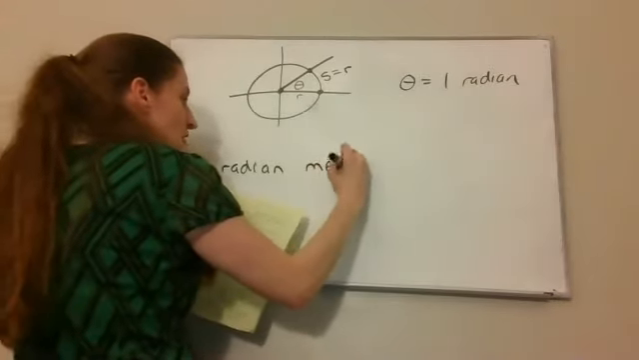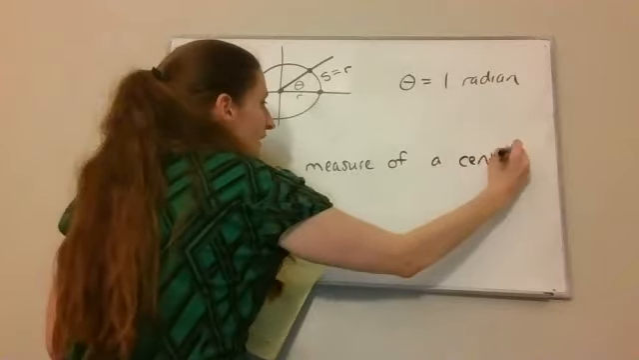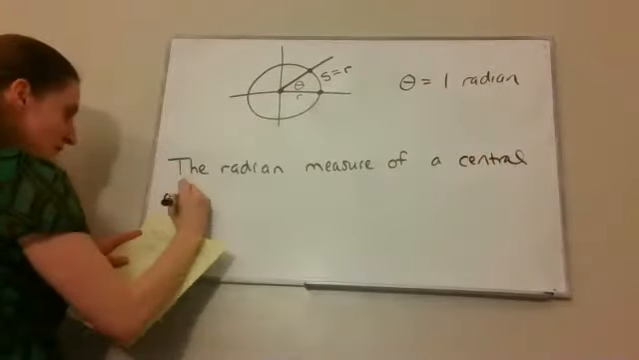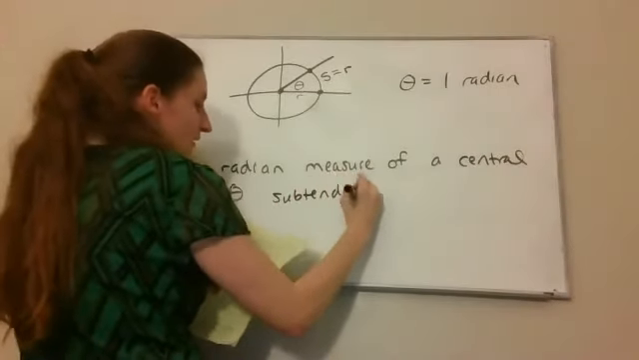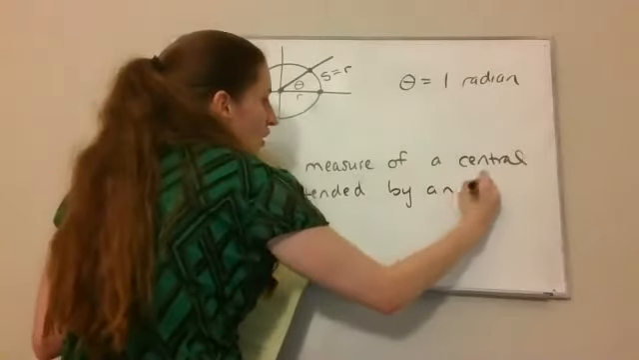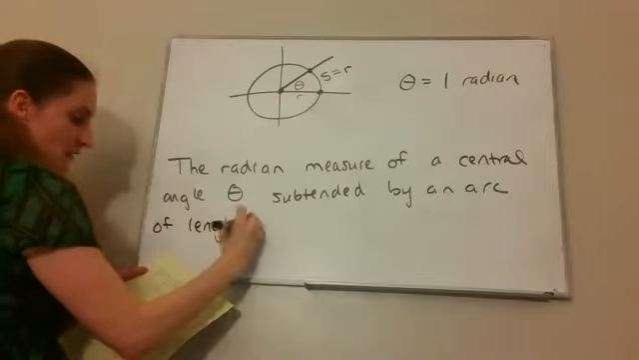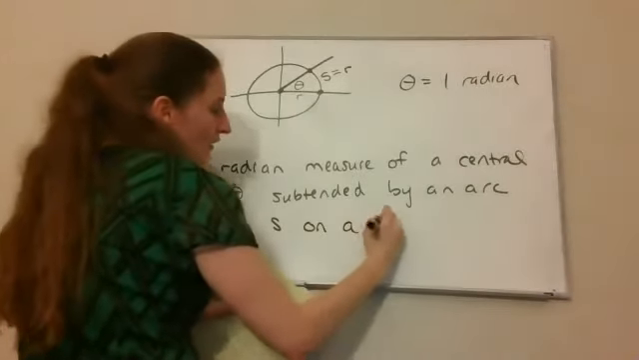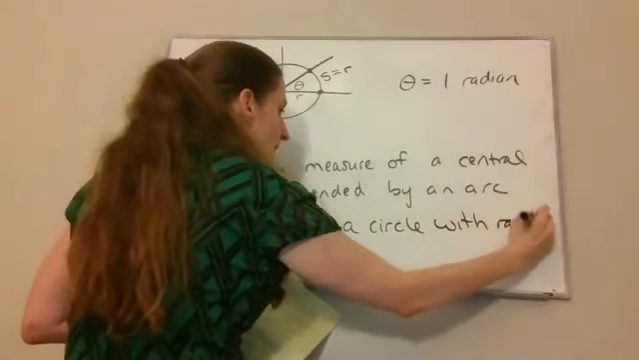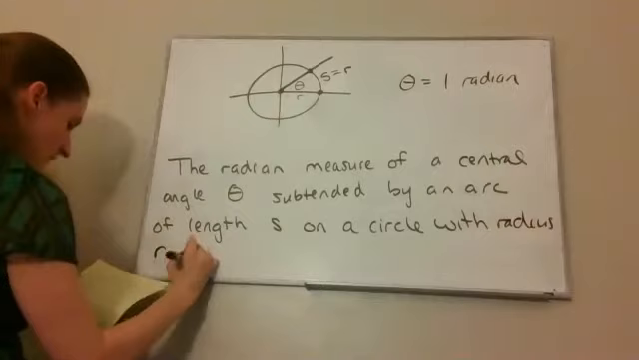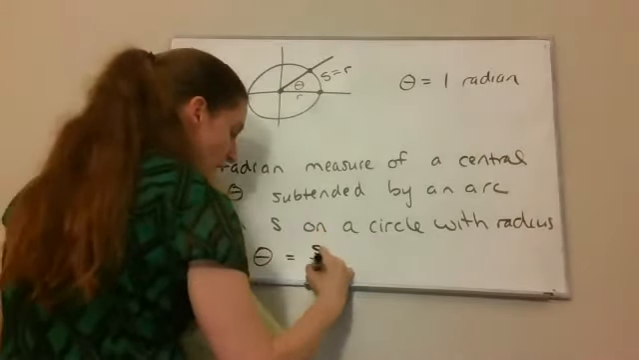The radian measure of a central angle theta subtended by an arc of length S on a circle with radius R is theta equals S over R.